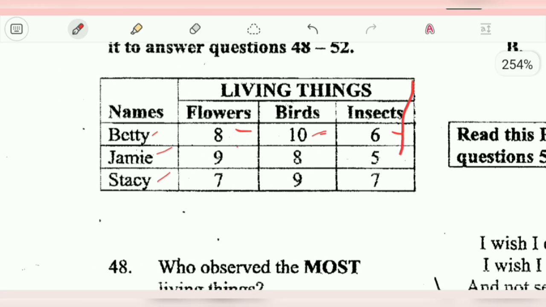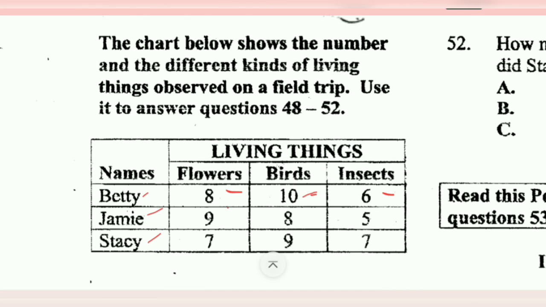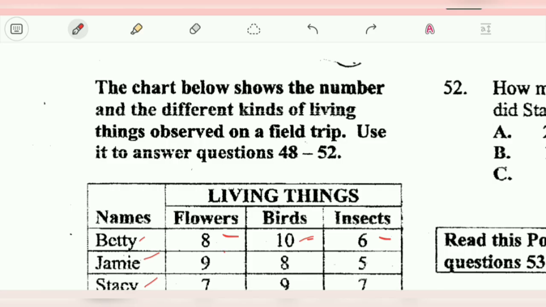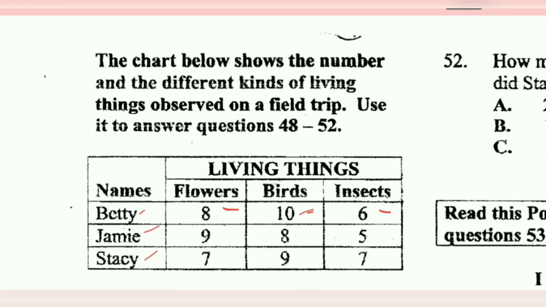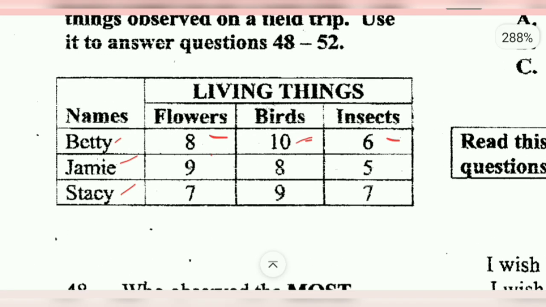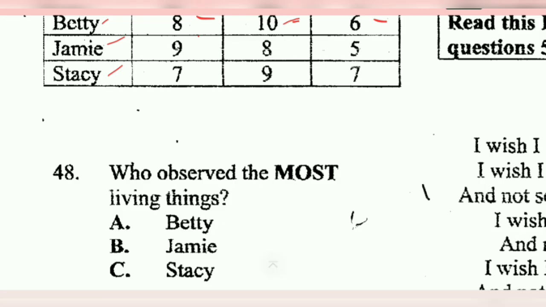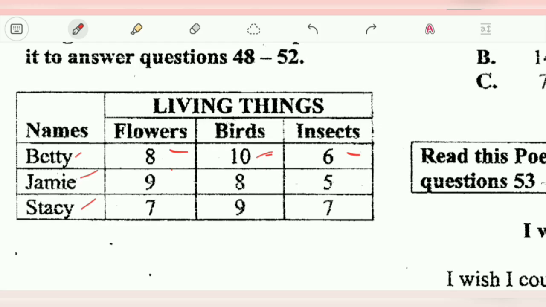Alright, so let's read again what it says. It says that it shows different kinds of living things observed. So we are showing you what each child or student observed. Betty observed 8 flowers, 10 birds, and 6 insects. So let's move on. Who observed the most living things? So this time you have to add them up. 10 plus 8 is 18, and 6 is 24. So Betty observed 24 living things.